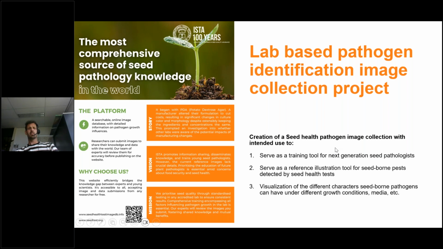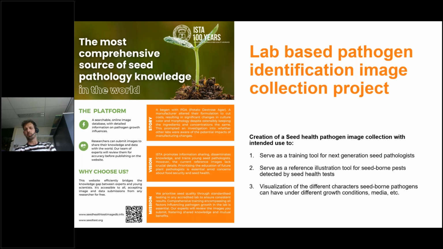Then the second project, which is currently running and which you will see published by July, as the planning is now, is a lab-based image collection, a database, which is going to serve as a training tool. That was one of the objectives: that next generation seed pathologists, or seed pathologists working on new pathogens, can search through this database and morphologically see how pathogens look on growing media or on blotter. At a later stage we will also integrate pictures of some plant symptoms from bioassays.